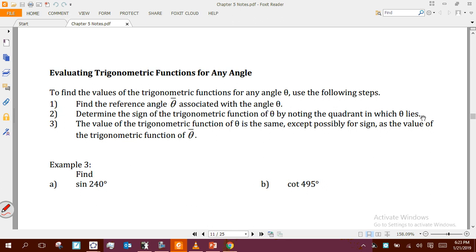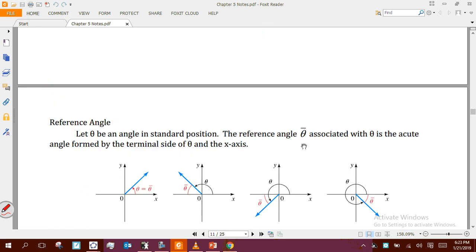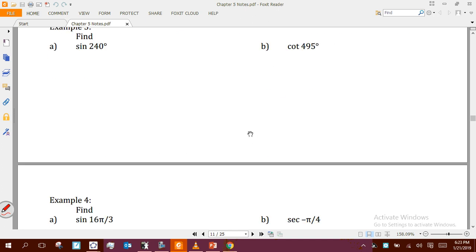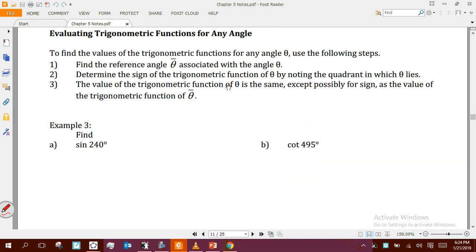So that's taking the All Students Take Calculus concept in the quadrant plane. Step two is using this picture appropriately and the information that comes from that picture. And then the last part says the value of the trigonometric function of theta is the same, except possibly for sign, as the value of the trigonometric function of theta bar. Okay, so what we're saying there is that everything that you know about theta bar is exactly the same for the theta that you're interested in.